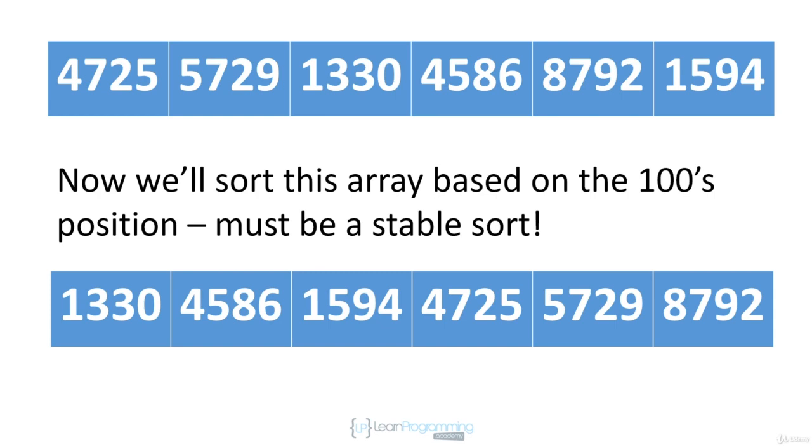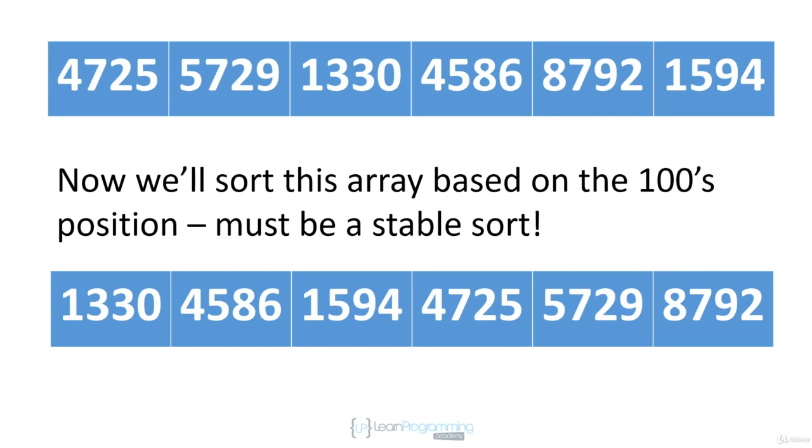And so you'll notice here that we have 2 5's in the hundreds position, and 4586 still comes before 1594 as it did in the top array. And we have 3 values with 7 in the hundreds position, and the relative positions of those 3 values have been preserved. So 4725 still comes before 5729, and that still comes before 8792.